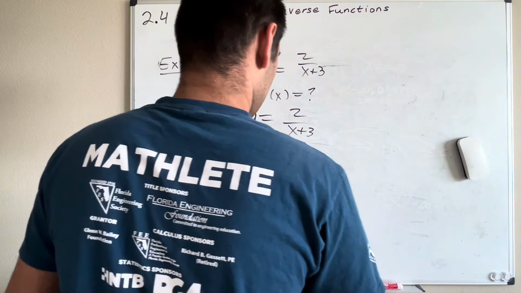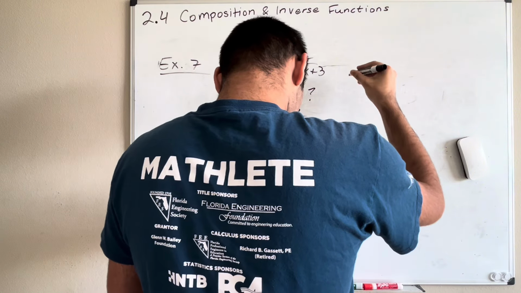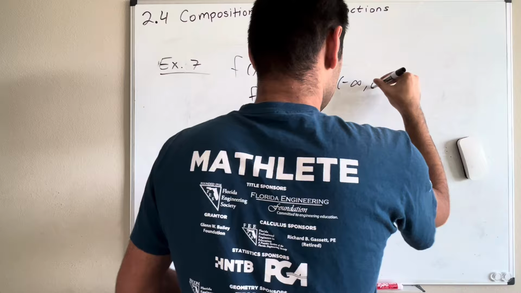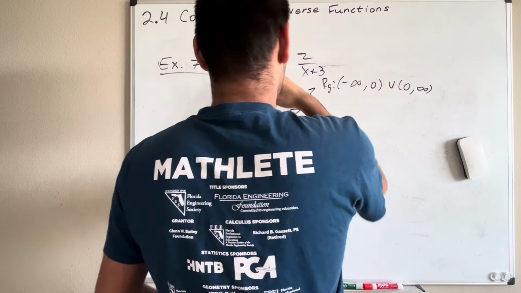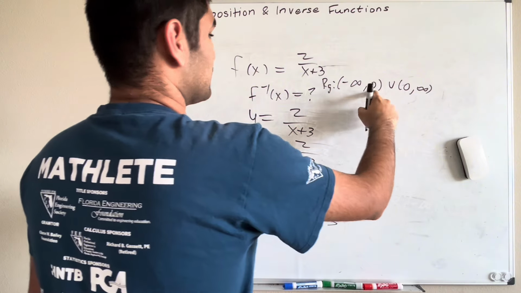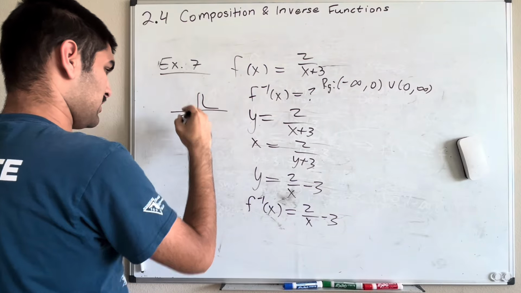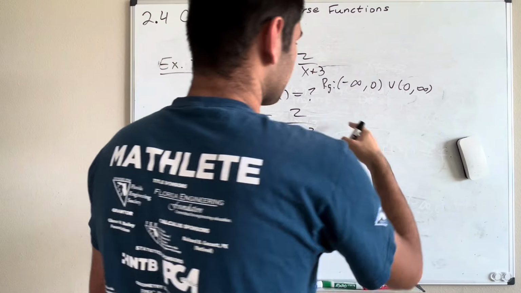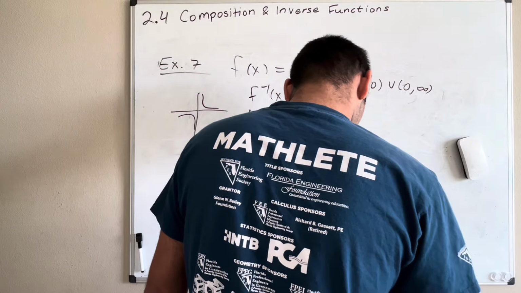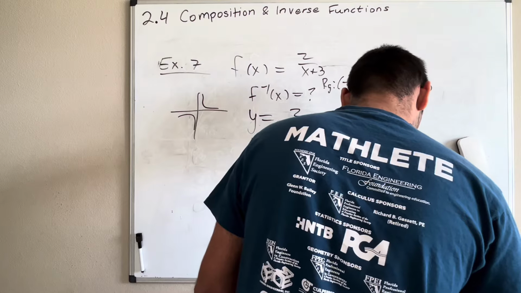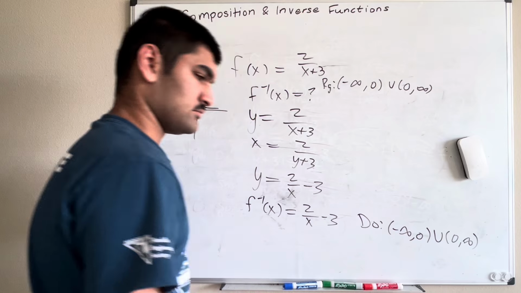Okay, and then the domain of this is just the range of f. So the range of f would be from negative infinity to 0 union 0 to infinity, right? And it's because this can never equal 0. If you were to graph this, it will look something like this, so it never actually equals 0. And so the range of f is just the domain of f inverse. So the domain of f inverse is negative infinity to 0 union 0 to infinity. Okay?